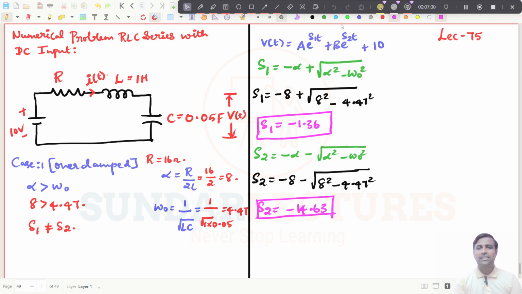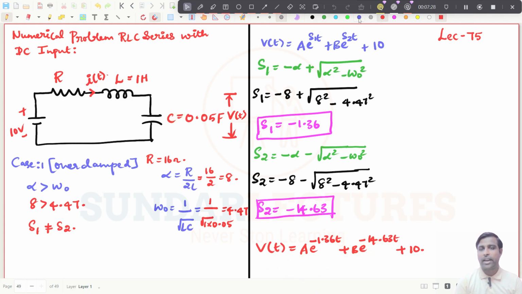So now you can easily write down the expression. What is the expression of V of t now? V of t can be written as A e power minus 1.36t plus B e power minus 14.63t plus 10. That's all. Now this is the expression for V, and there is something I have not told you. For the initial conditions, V of 0, I am assuming it to be 0, and I of 0, I am assuming it to be 0.